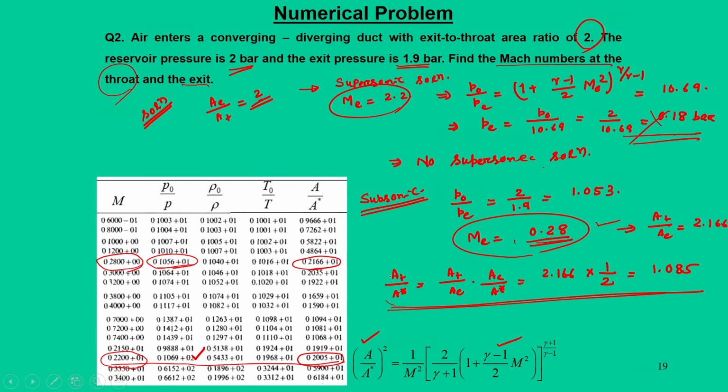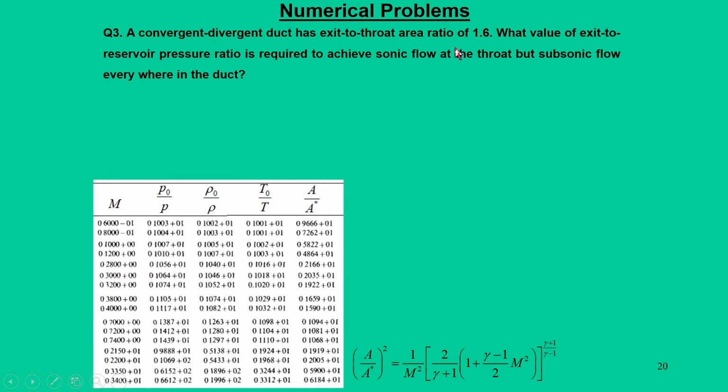And for this 1.085 area ratio, if you look at the Mach number value, it refers to the Mach number 0.72. So, the Mach number at the throat would be 0.72. For this situation your Mach number is not sonic, it is only the value of 0.72. So, this is how you have to attack the problem, considering the area ratio as well as the pressure ratio situations simultaneously.